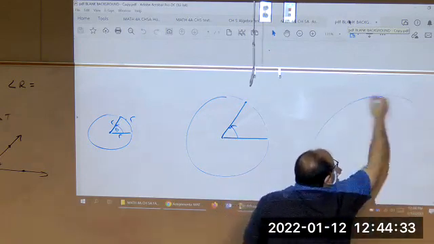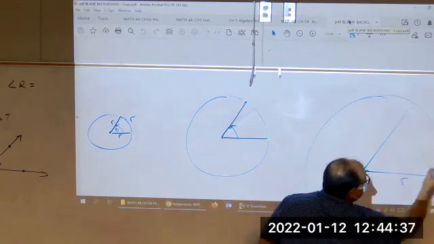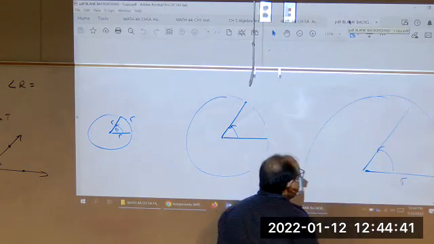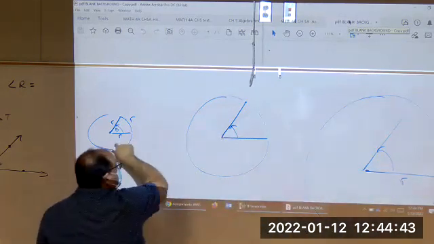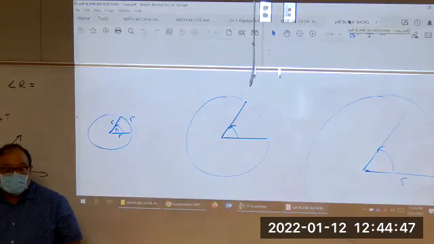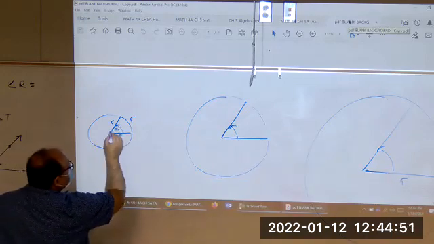So the measure of that central angle, that's a radius, that's the same length. The measure of that central angle is the same in any of those circles. And that's how they came up with the idea of this right here.